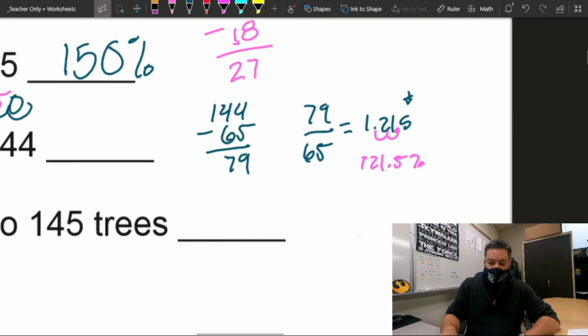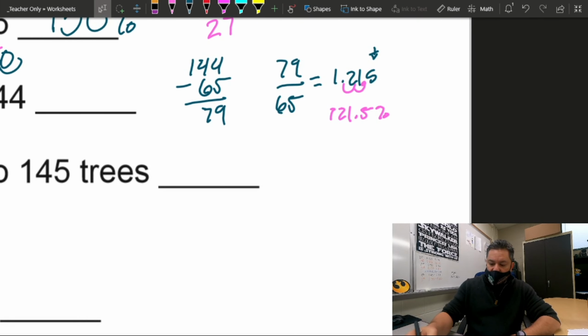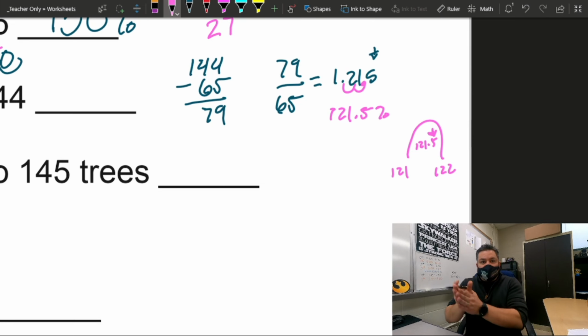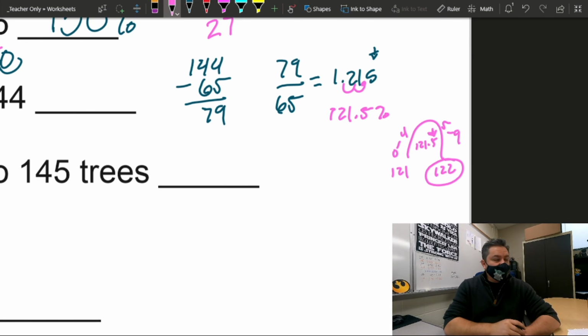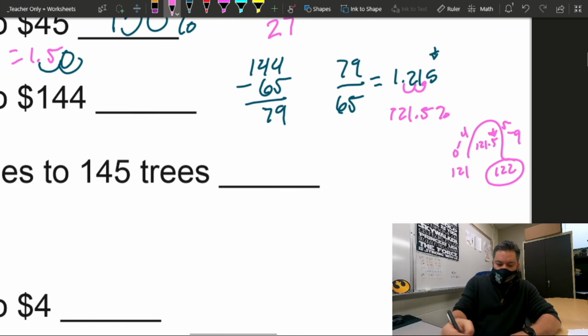I have to round. So if y'all remember how to round, you can use the roller coaster method. So you have 121.5, and this is 121 or 122. So you're going to look at this number because that's the next number after the whole number. And if it's between 0 and 4, you stay at 121. But if that number is between 5 and 9, then you go to 122, which in this case is what it is. So the answer for this one is going to be approximately 122%.